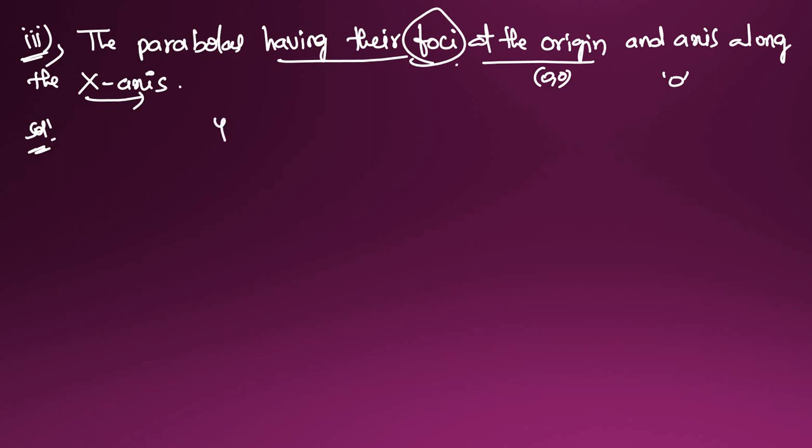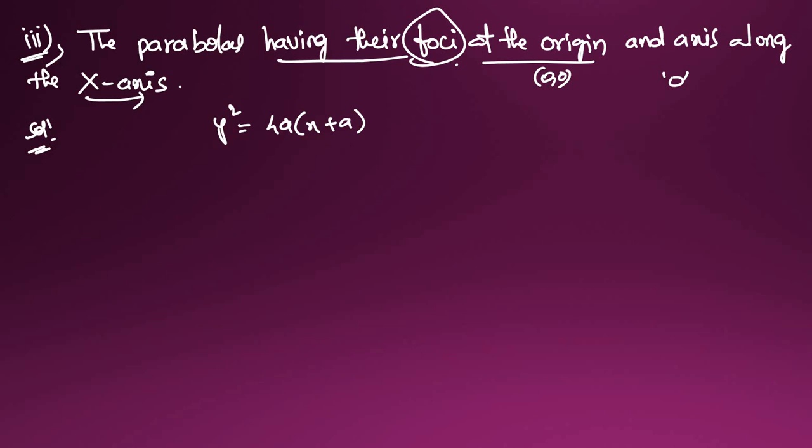This is the third question. The parabolas having their foci at the origin. Foci at the origin means 0 comma 0, so focus is 0. And his axis along the x-axis, x-axis also 0. So total answer will come like this. What is the parabola's equation? y square is equal to 4ax will come, no? So 4ax means 4a into x plus a will come here.